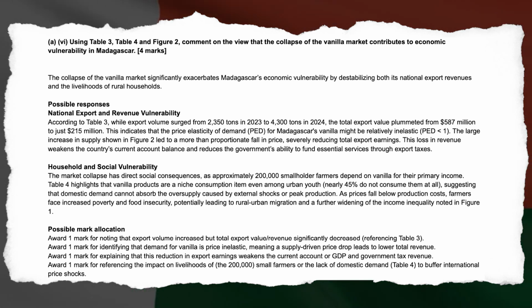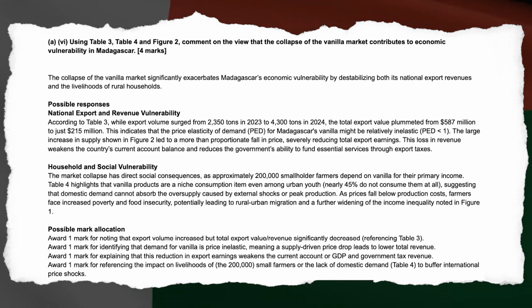According to Table 3, while export volume surged from 2,350 tons in 2023 to 4,300 tons in 2024, the total export value plummeted from $587 million to just $215 million. This indicates that the price elasticity of demand for Madagascar's vanilla might be relatively inelastic, PED less than 1. The large increase in supply shown in Figure 2 led to a more than proportionate fall in price, severely reducing total export earnings. This loss in revenue weakens the country's current account balance and reduces the government's ability to fund essential services through export taxes. Household and social vulnerability.